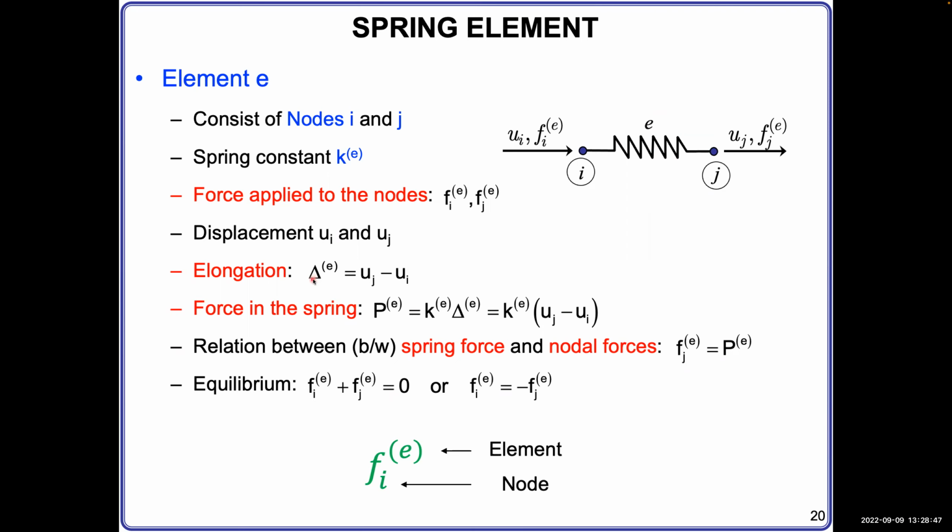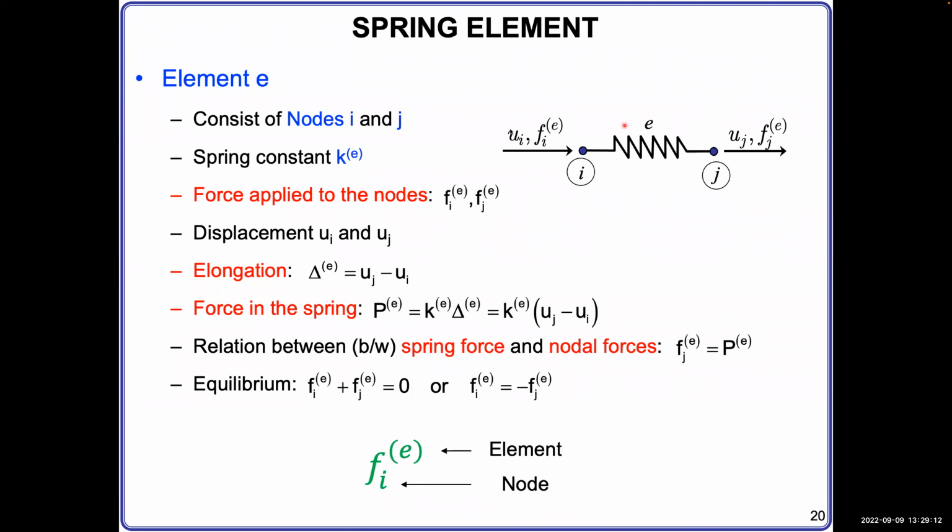So here, delta E, delta means net change, or call it elongation. Elongation means it is increased, but it can also decrease if it shrinks, when the spring is under compression, or it can be no change. Here, elongation means the net change of the spring. So we use delta E, that is UJ minus UI.